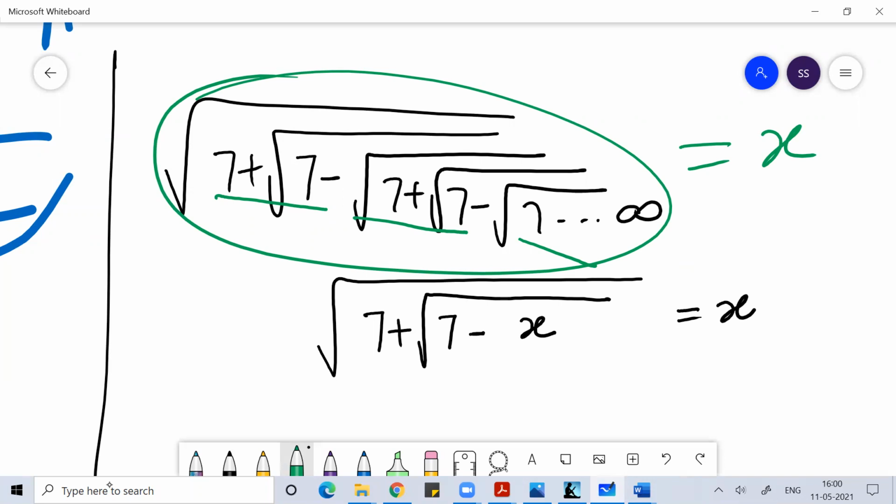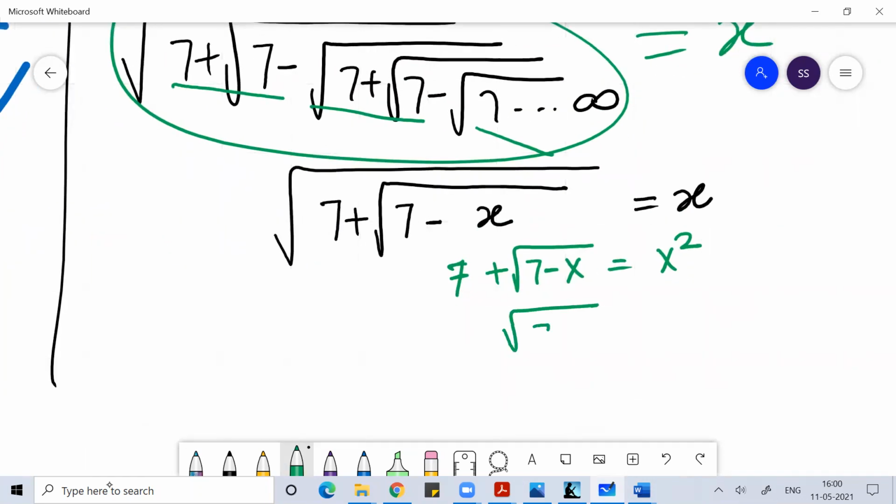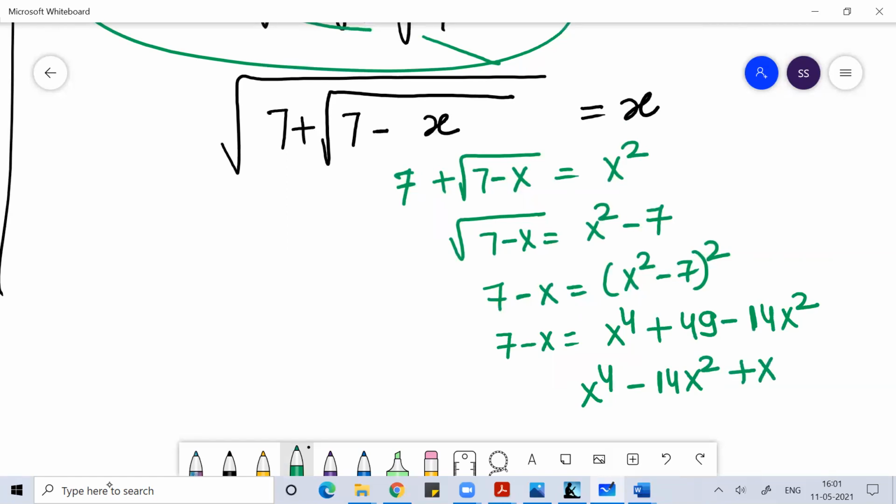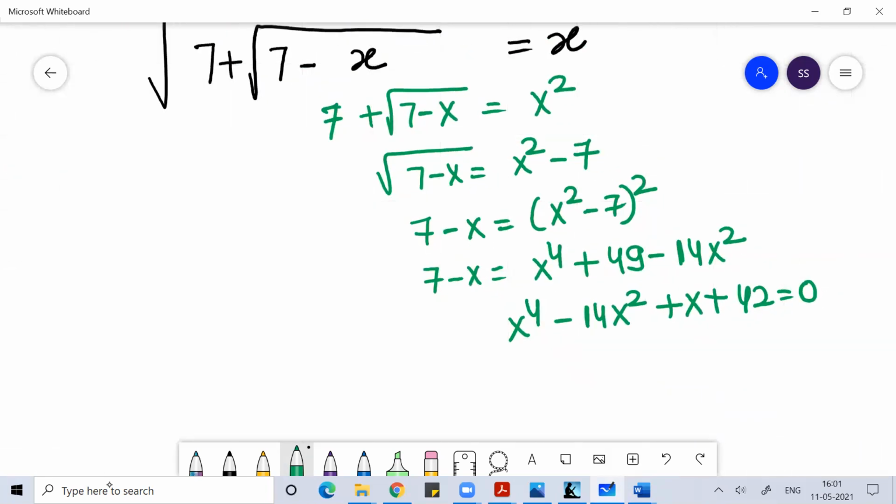So you do the squaring. If you do the squaring, you will get 7 plus root of 7 minus x equal to x square. Now I can write this as root of 7 minus x equal to x square minus 7. Again, if I do squaring, it becomes 7 minus x is equal to (x square minus 7) whole square. You will get 7 minus x equal to x to the power 4 plus 49 minus 14 x square. Now you get x to the power 4 minus 14 x square plus x plus 42 equal to 0.